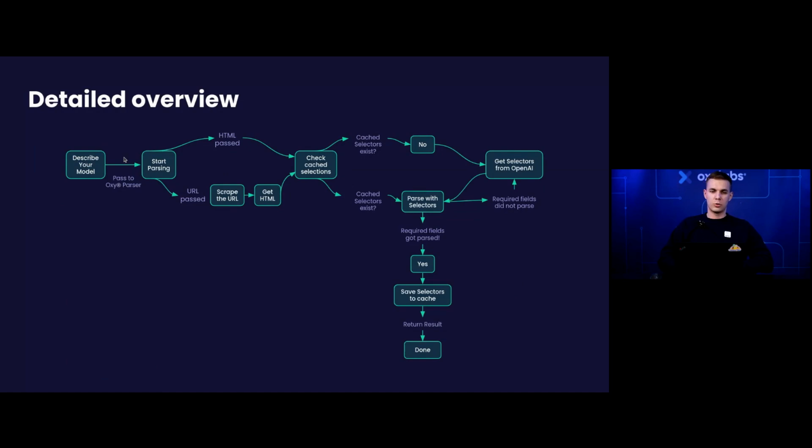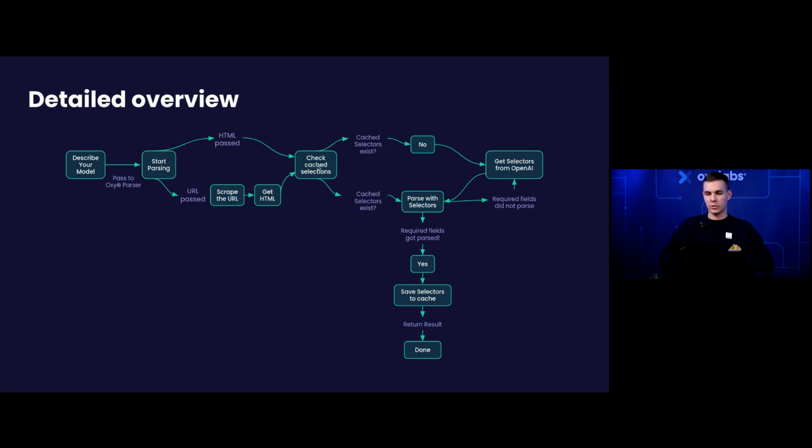This is a more detailed overview. Let's get through it, and I hope this will help you understand how Oxy Parser works in the background. First things first, you need to describe your model. Then you initialize it and start parsing. The Oxy Parser will check if the URL is passed. If the URL is passed, it will scrape it and get the HTML. If it's not passed, it expects already valid HTML.